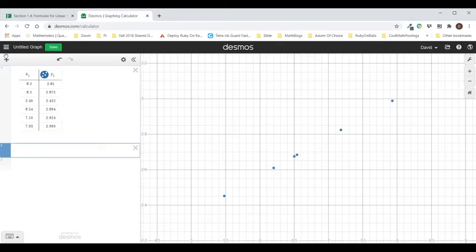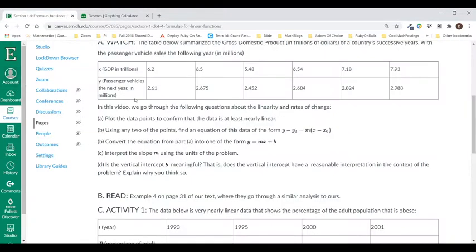So let's actually add that as a note, because I want to put the answers in here too so you can see them when we're done. The points seem to lie on, or almost exactly lie on, a line. And that's what we mean by linear data. All right, let's go back to the question. It says, using any two of the points, find an equation. All right, well, we need a slope and a point.